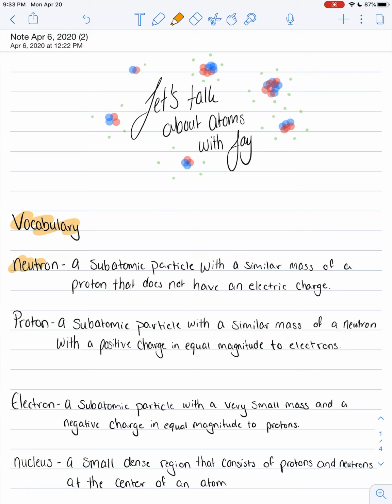Let's start with a neutron. A neutron is a subatomic particle with a similar mass of a proton that does not have an electric charge. So the way that you can remember that a neutron does not have an electric charge is because it's neutral. That's how I remember it.